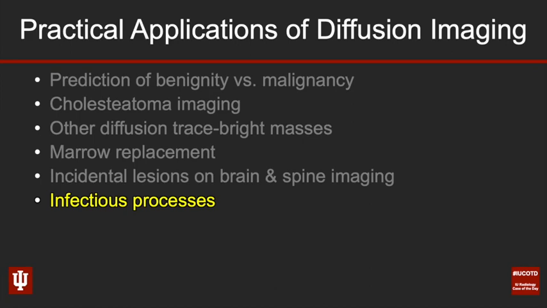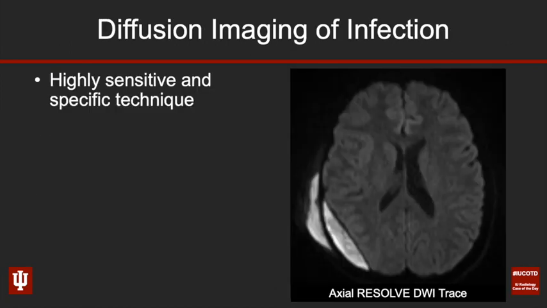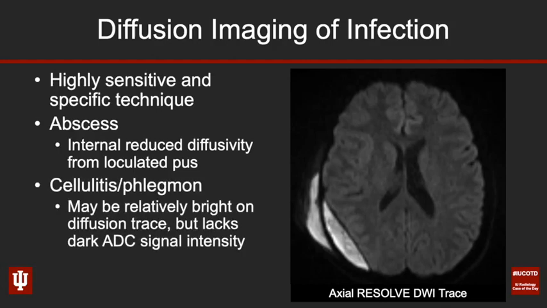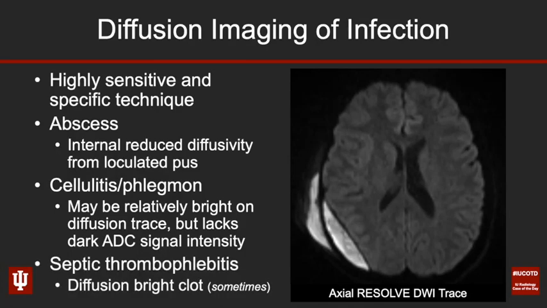Last up would be infectious processes. So diffusion imaging can be very highly sensitive and specific for different infectious processes, like abscess that we all know have reduced diffusivity internally within that loculated pus. But you can also use it to identify areas of surrounding cellulitis and phlegmon. They may have diffusion signal abnormality, just not that classic characteristic dark ADC signal from the loculation of pus. And then sometimes you'll even see septic thrombophlebitis due to the presence of a diffusion bright clot.